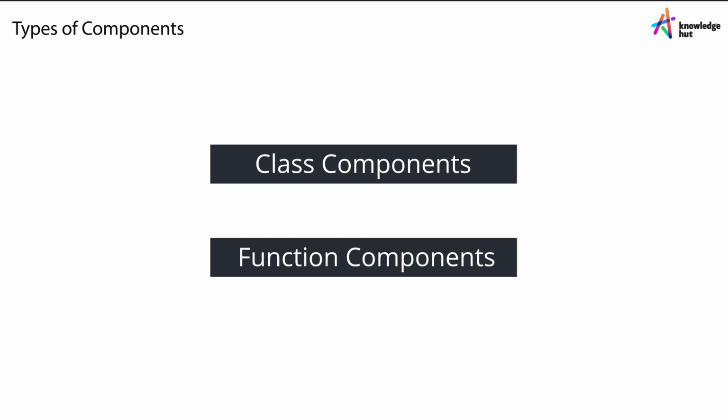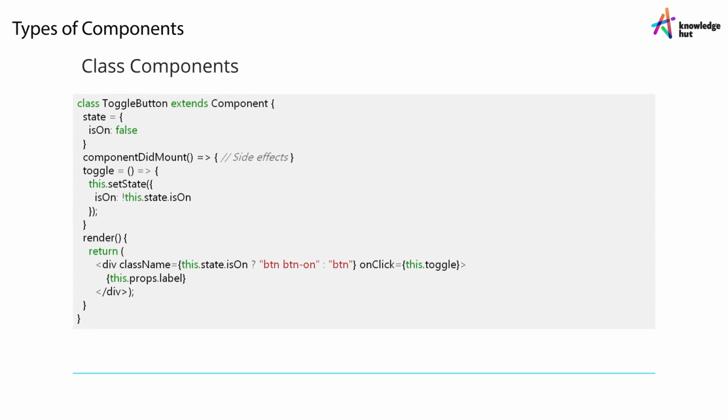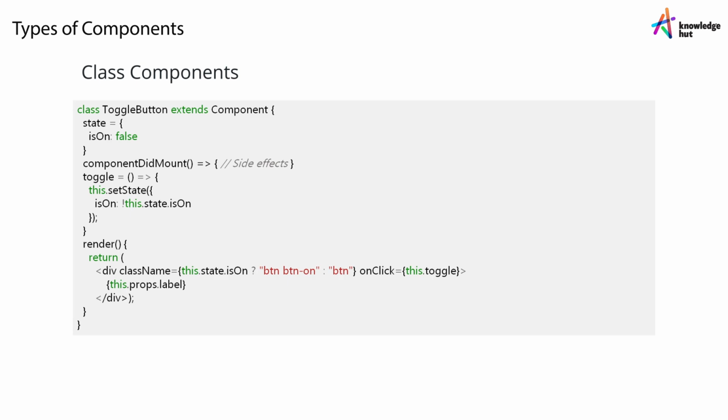The first kind of component that React offers is known as class components. A class component is subclassed from the Component class in React. A class component offers several out-of-the-box features. For instance, class components let you store local state. They also allow you to create lifecycle functions, which we'll examine later in the course.